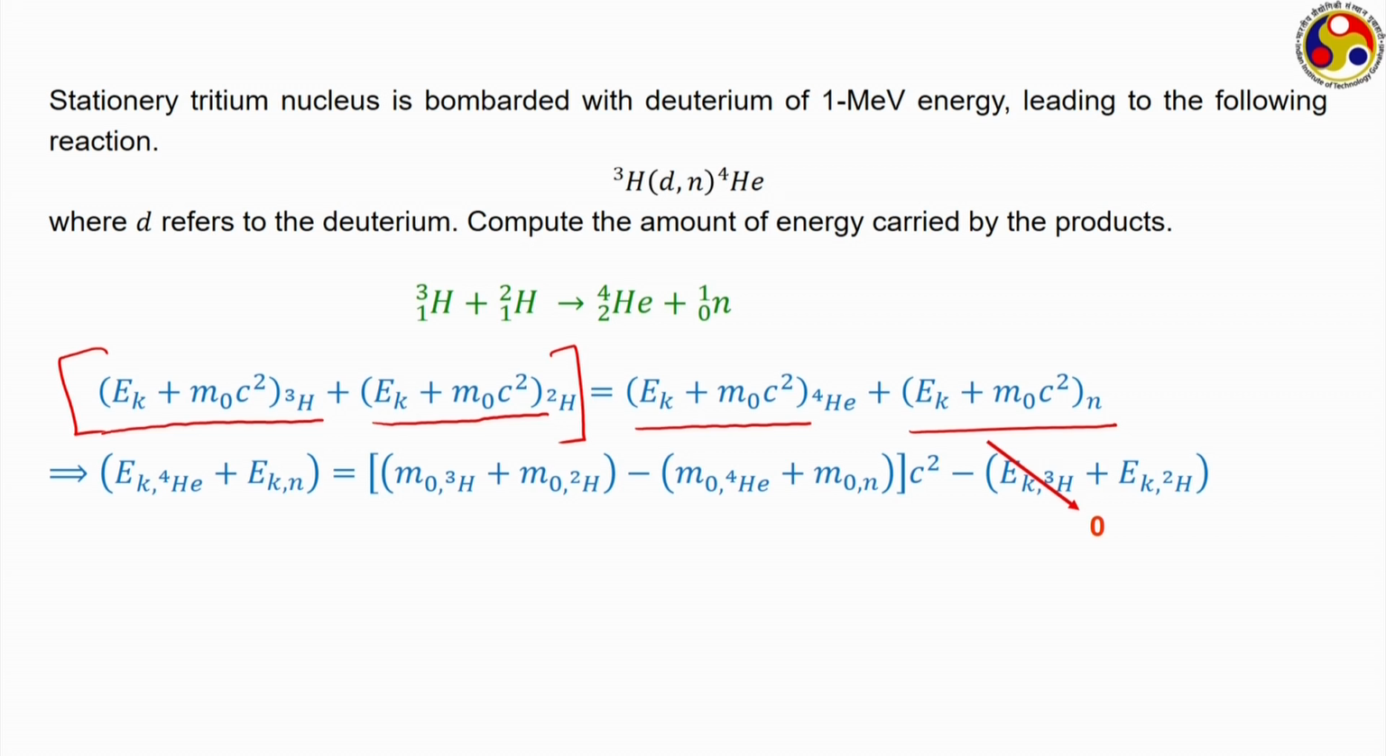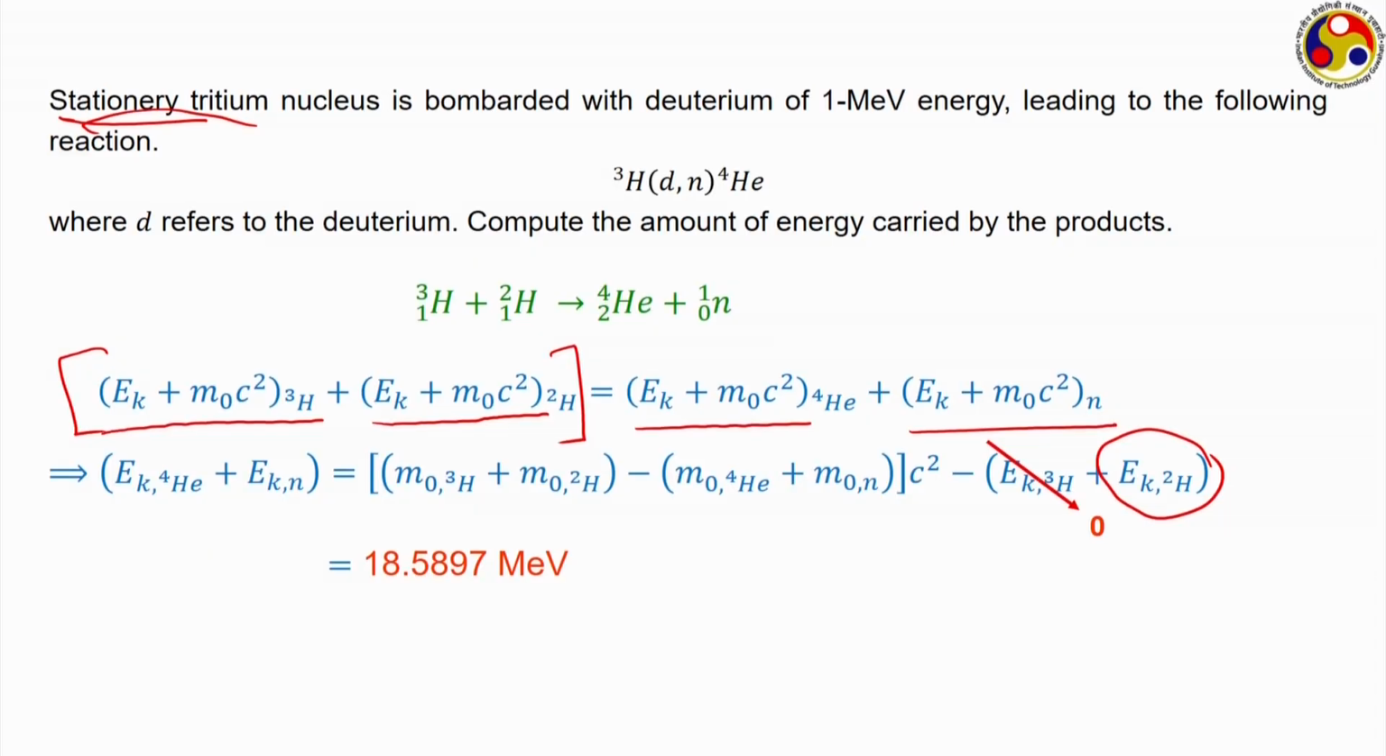Here it is mentioned that tritium is stationary. Look at this particular term, tritium is stationary, as mentioned. So, its kinetic energy is 0, but the kinetic energy of deuterium is given to be 1 MeV. So, we can put in their numbers, rest masses are all given, and it is coming to be 18.5897 MeV.